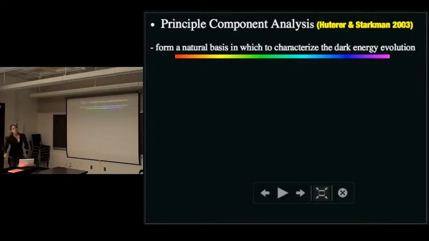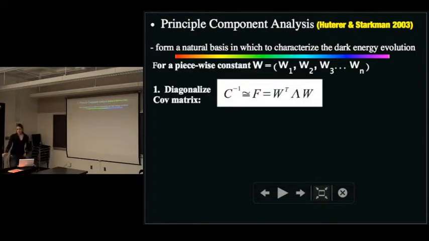But there is one method which does make good headway in working around this, and this is principal component analysis. This is essentially where you take a parameterization of dark energy and you rotate it into a basis where the new parameters are uncorrelated. And this is argued to form a much more natural basis in which to characterize the evolution of dark energy. Okay, so if, for example, we start with a piecewise constant equation of state, this is where you take your equation of state and the redshift space that you want to constrain it over, and you bin it into redshift bins, and you assume W to be a constant in each redshift bin.